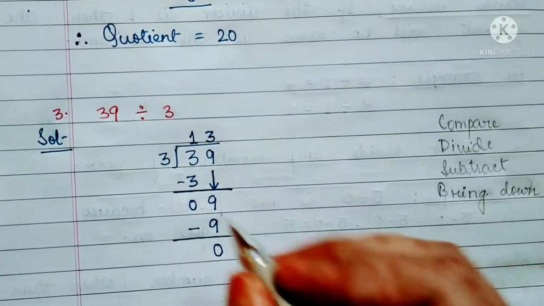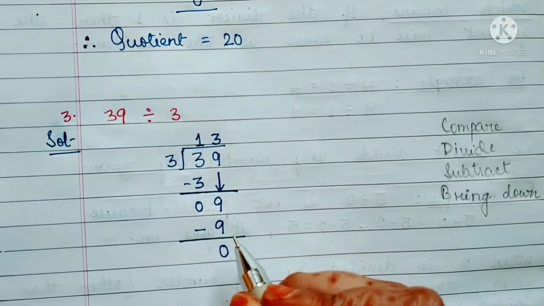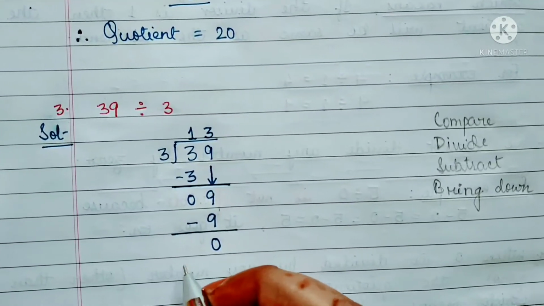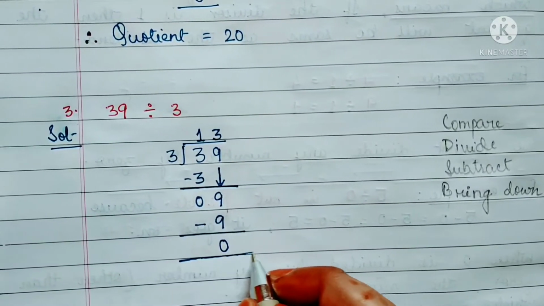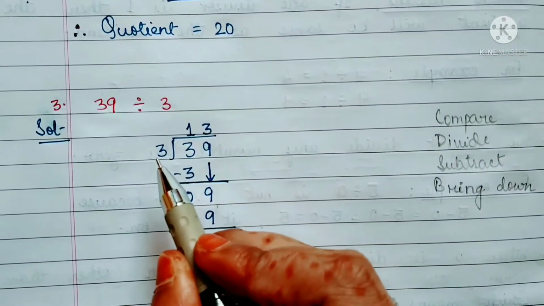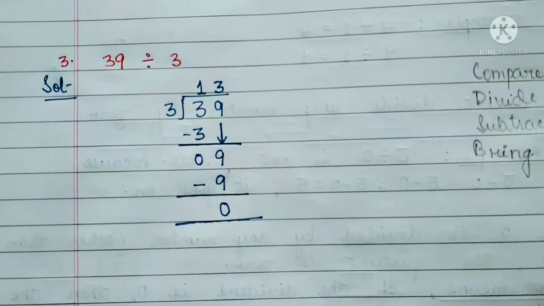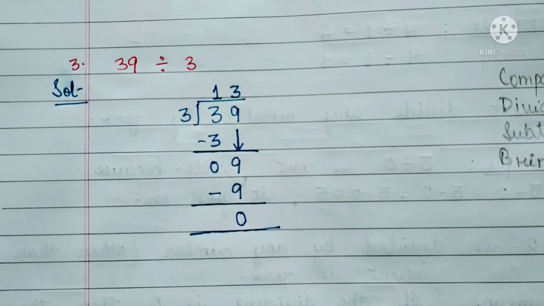Now, do we have anything to bring down? Once we have got this 0, do we have anything to bring down? No. So this means that our division is completed. Okay children. So here this is the quotient, this is the divisor, and this is the remainder. Children, there is a method by which we can even check our division. Let me write that.